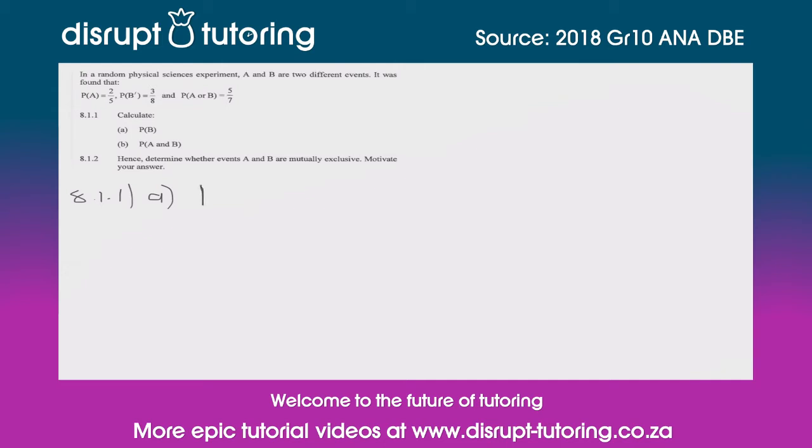So to use that scenario, we're going to say the probability of B must be equal to certainty minus the event not happening at all. So that would leave us with the probability of it happening. So that's going to be 1 minus 3 over 8. And that is going to give us a probability of 5 over 8. And that gives you the full marks for that question.